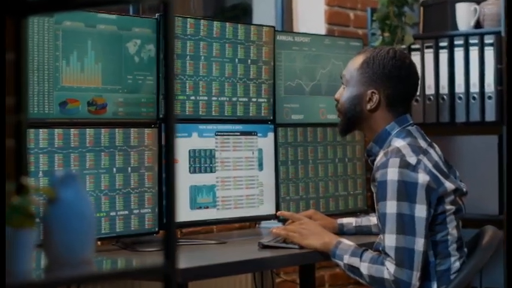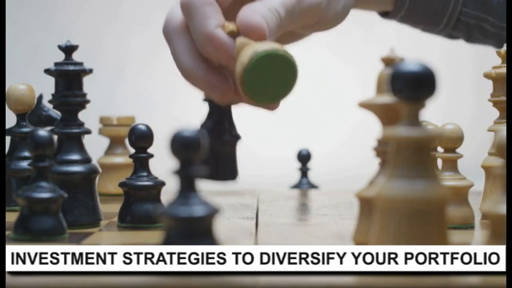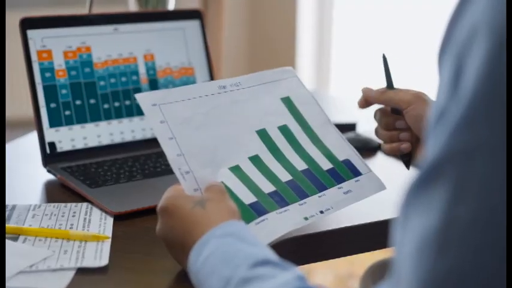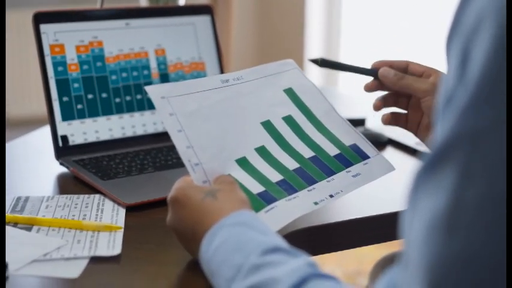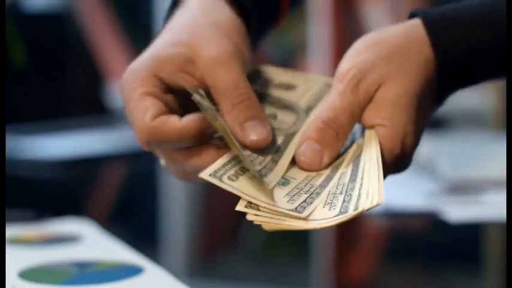Diversification is not about how many investments you have, but how different they are and how well they do. Investment strategies to diversify your portfolio. Capital allocation determines how much risk is in the portfolio, while asset allocation tries to get the best return for the amount of risk.